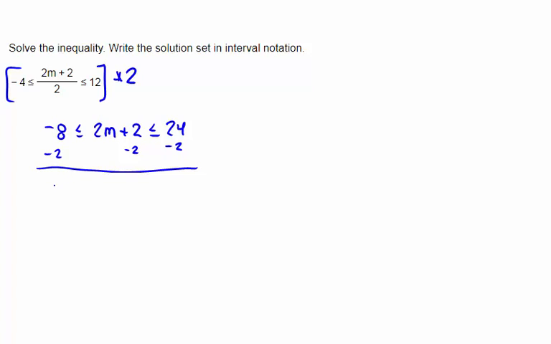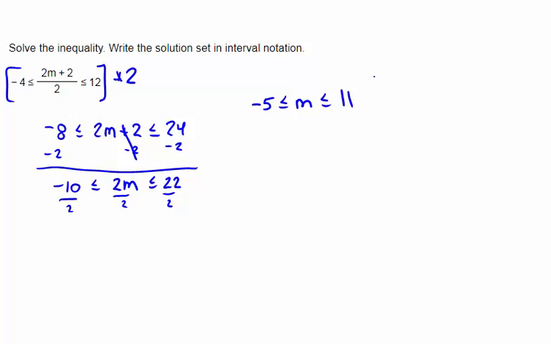So negative 8 minus 2 is going to be negative 10. In the middle, we'll now have 2m. And on the right side, 24 minus 2 is going to be 22. Our last step is going to be to divide by 2, and we want to do that on all three parts. And so we're going to end up with negative 5 is less than or equal to m, which is less than or equal to 11.